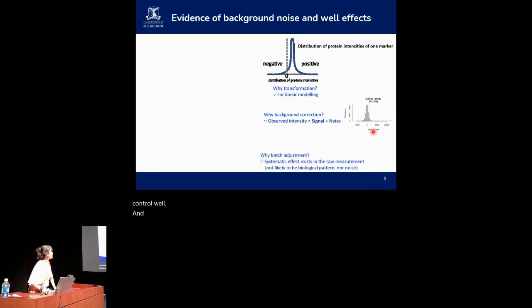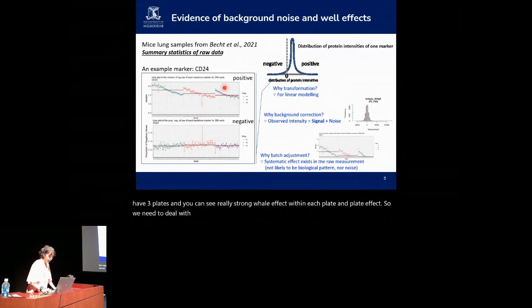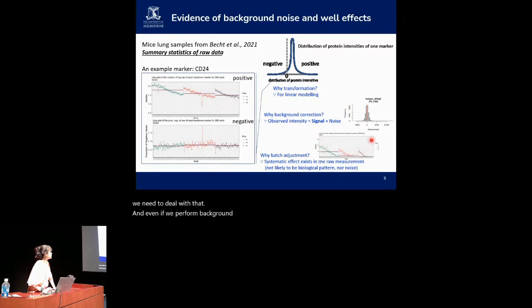And then we do need batch adjustment because systematic effects exist in the raw data. This is an example where we have the summary statistic for each well from different plates. We have 3 plates, and you can see really strong well effects within each plate, and plate effects. So we need to deal with that. And even if we perform background correction, the systematic effect still exists. This is the evidence that we see a strong well effect in the background corrected data.